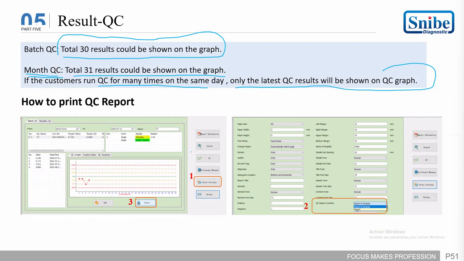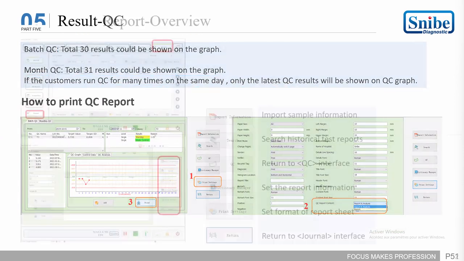How to print the QC report? Click print QC, select print setting, and then select the report and analysis, and then click print to print it.